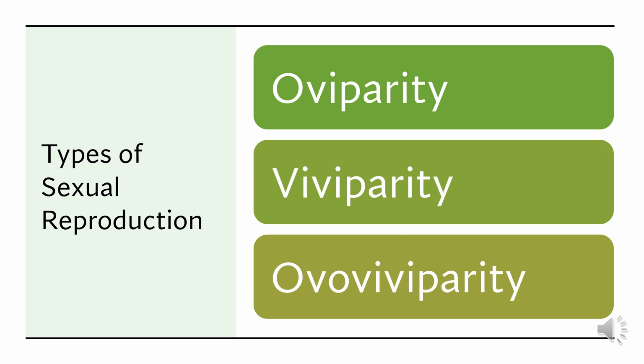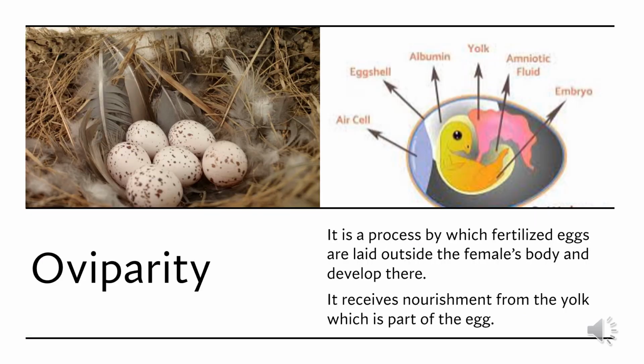With regards to the types of sexual reproduction, there are three types: oviparity, viviparity, and ovoviviparity. Oviparity is a process by which fertilized eggs are laid outside the female's body and develop there. It receives nourishment from the yolk, which is part of the egg.